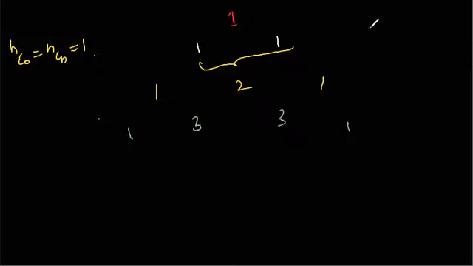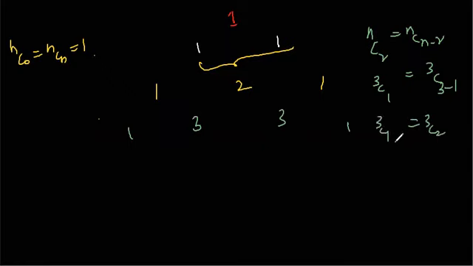How can I say that? I can say it by the following rule: nCr is equal to nC(n minus r). 3C1 is equal to 3C(3 minus 1), which is 3C2. So the 3C1 and 3C2 values are equal and they are both equal to 3.